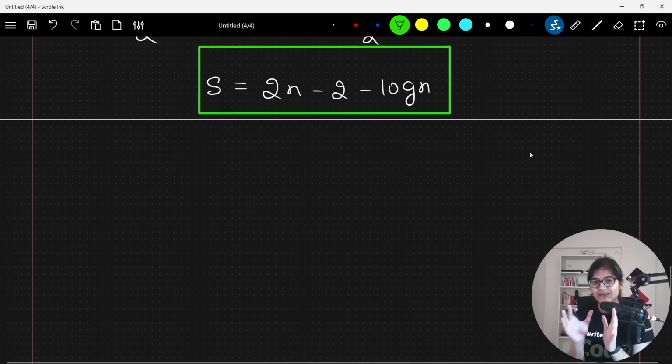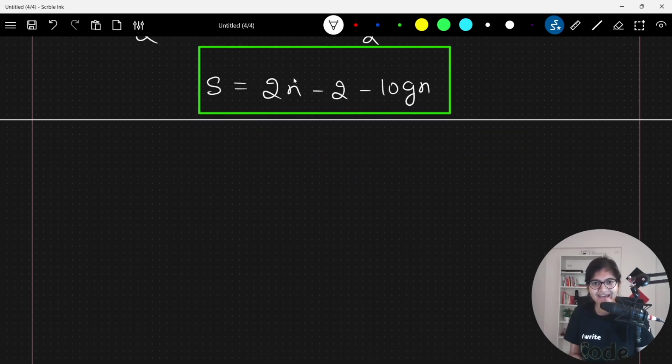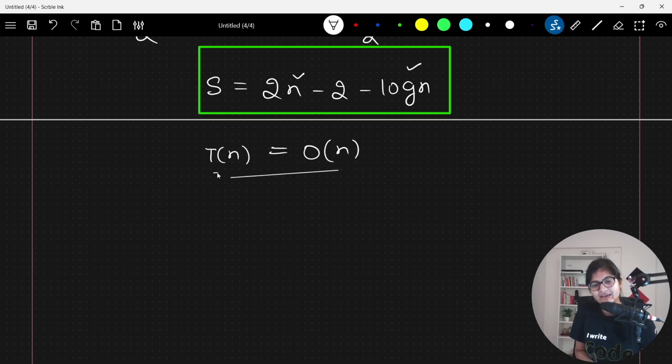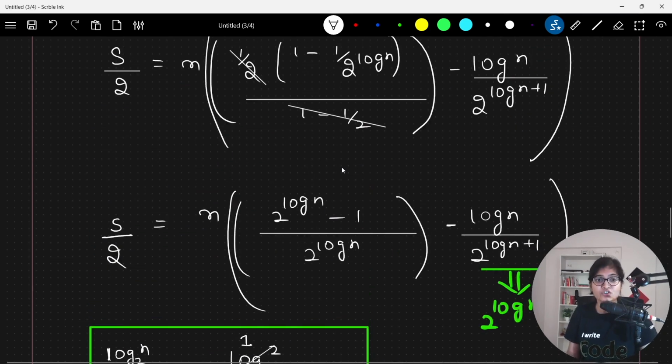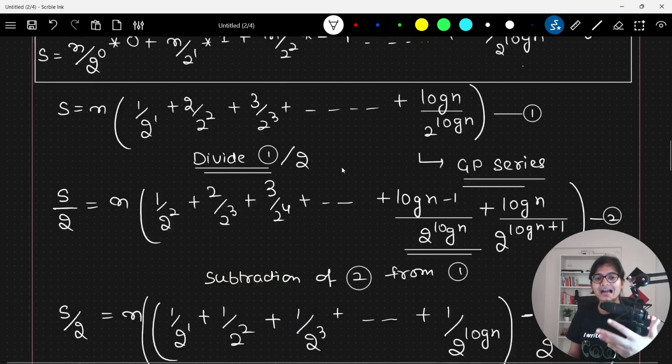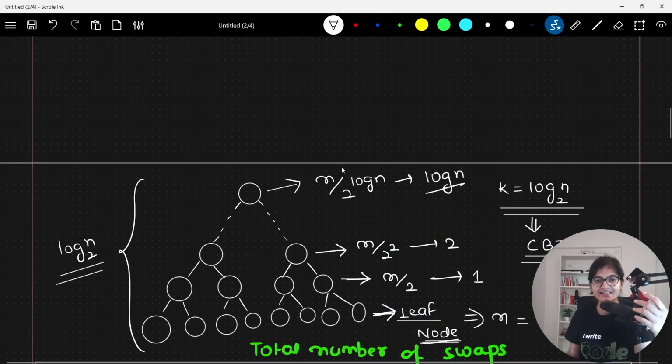So if you see here, we have N and we have log N. We have seen a lot of times that whichever term is having the bigger order, that is the final thing that we have to take care of. So can I say now that the time complexity requirement is big O of N, because the total number of swaps is big O of N in the worst case scenario.